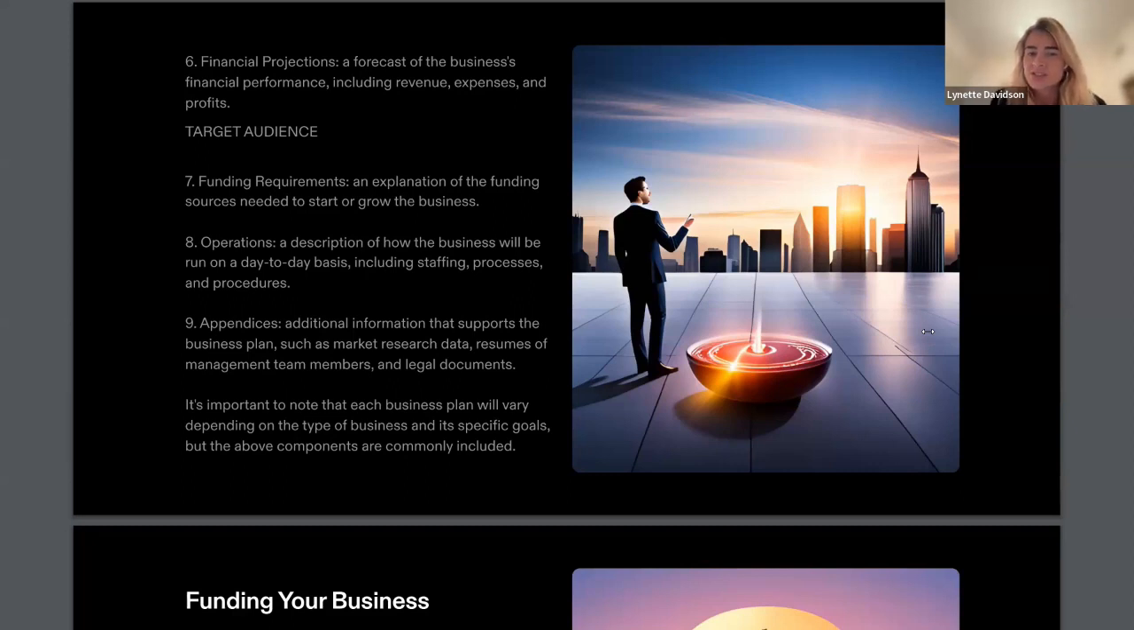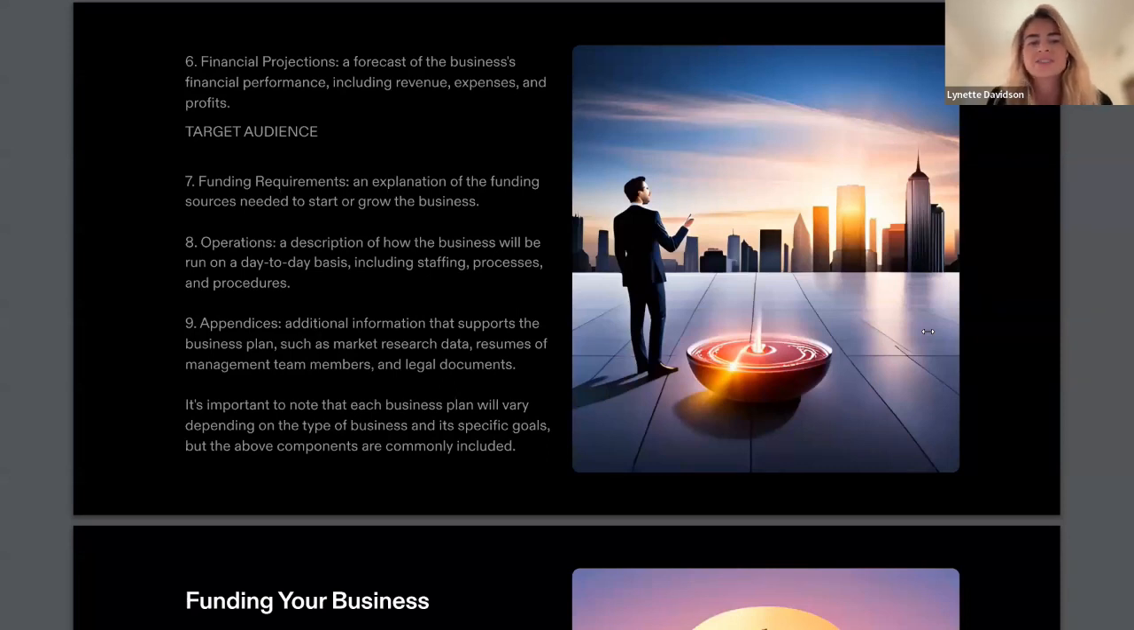Another factor is the operations. This means a short description in the business plan of how the business will be run on a day-to-day basis. This includes the staff, any process, and any procedure. And also, it's very important to review the operations every few months to check if the business is still run the way you thought it would be. Perhaps you may need different staff or a different process to run the operations of the business successfully.